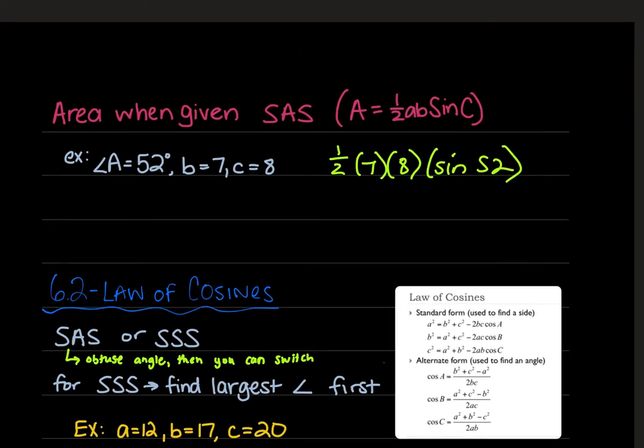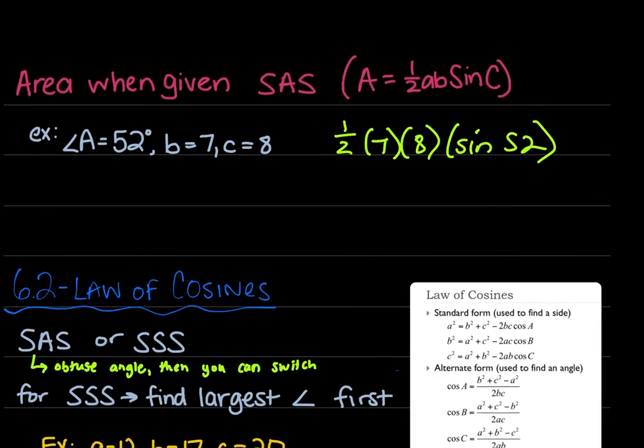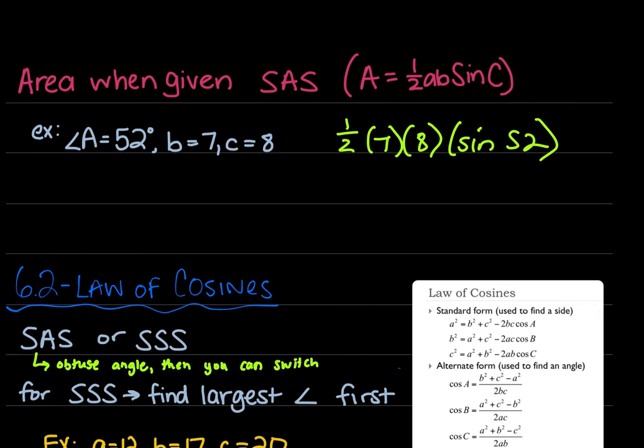All right, 6.1 was our first area formula, and that is the area when you're given side angle side. So your area equals 1/2 AB times the sine of C, or 1/2 AC sine B, or 1/2 BC sine A, whatever the three things that you're given. So I gave you angle A is 52 degrees, side B is 7, and side C is 8. And you literally just plug it in. So 1/2 times 7 times 8 times the sine of 52.